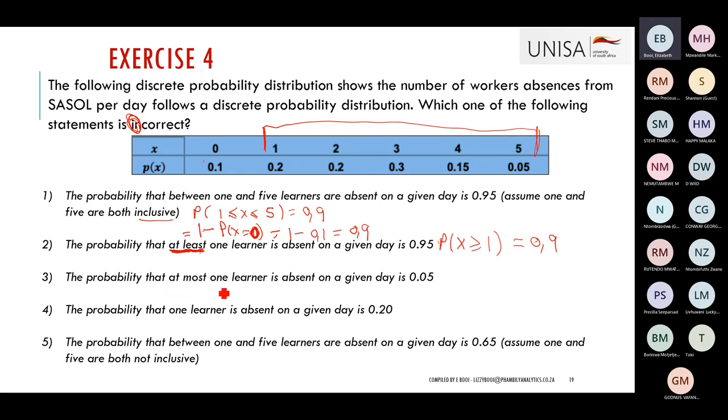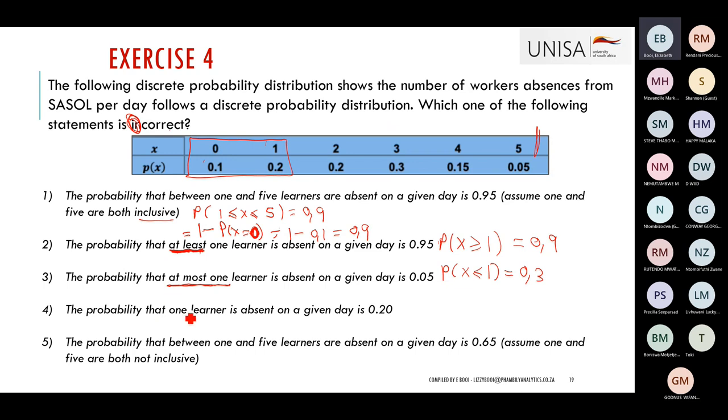The probability that at most 1... what does at most mean? Less than or equal. So the probability that X is less than or equal to 1 is equal to 0.3, right? Because it's those two values. It's the probability of 0 plus the probability of 1.